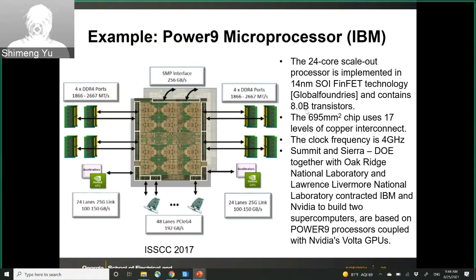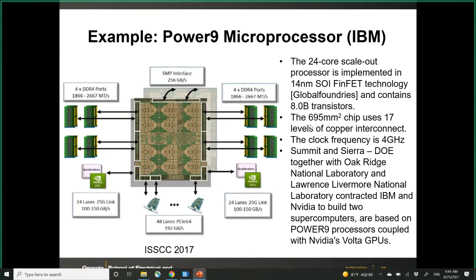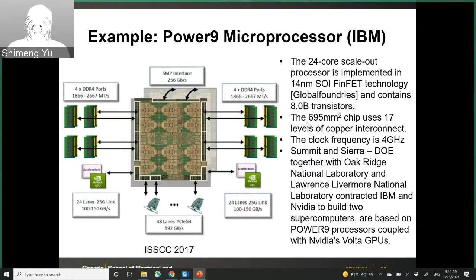And this chip contains 8 billion transistors. So the total chip size is huge. This is getting close to 700 millimeter square. So you can visually see that size.